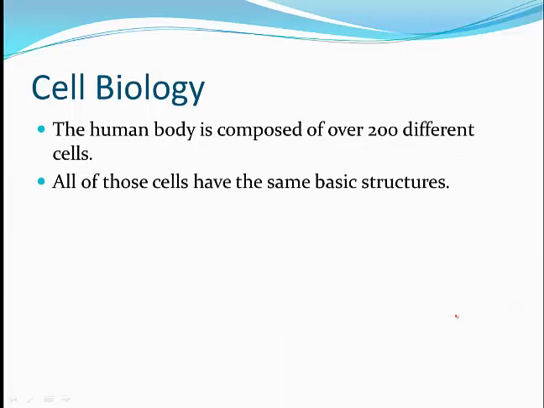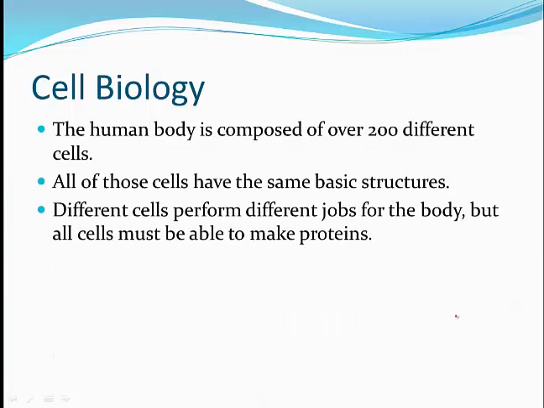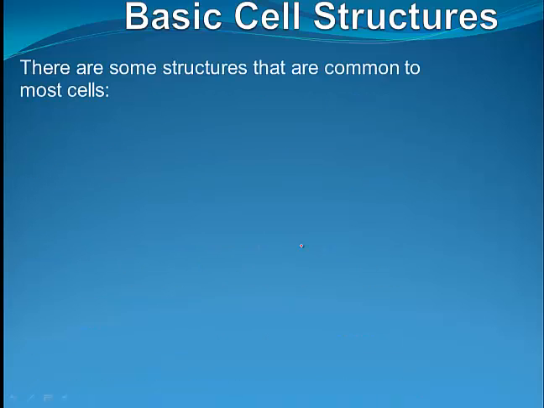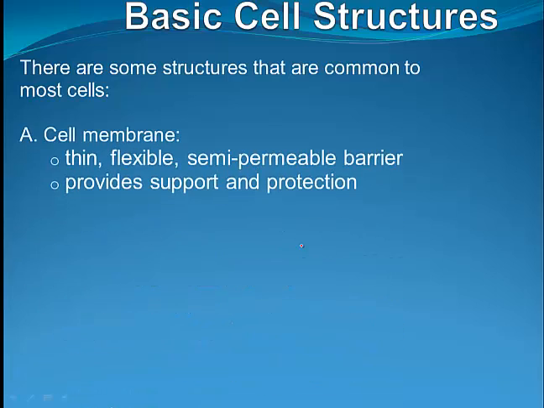Okay, all the cells in your body have the same basic structures, with the exception of your red blood cells, which do not have a nucleus. Everything else does. The different cells of your body are going to perform different jobs, but all of them have to be able to make proteins. That is the key thing that all cells have to be able to do. So when we talk about cells, there's some basic cell structures that you need to know. Most cells have these certain things in common.